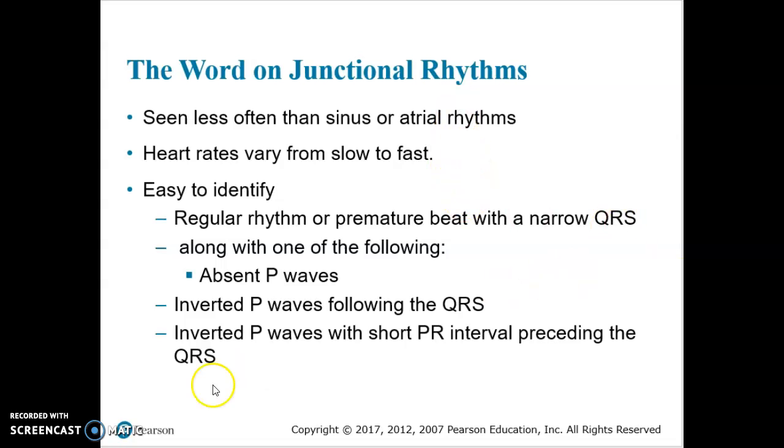That is it for this video. It's a quick introduction to the junctional rhythms. Please understand everything that I just told you before we move forward into determining what kind of rhythm we're dealing with that's happening in the AV junction.